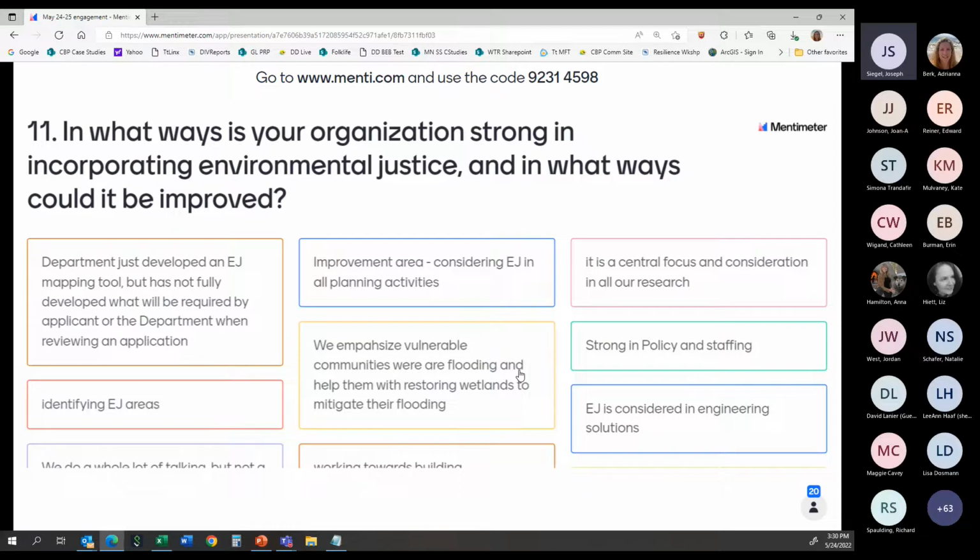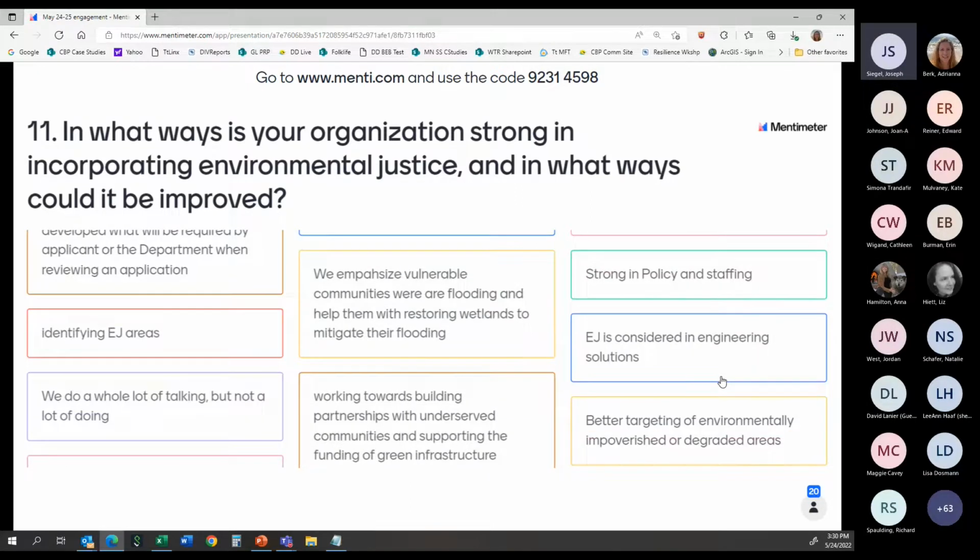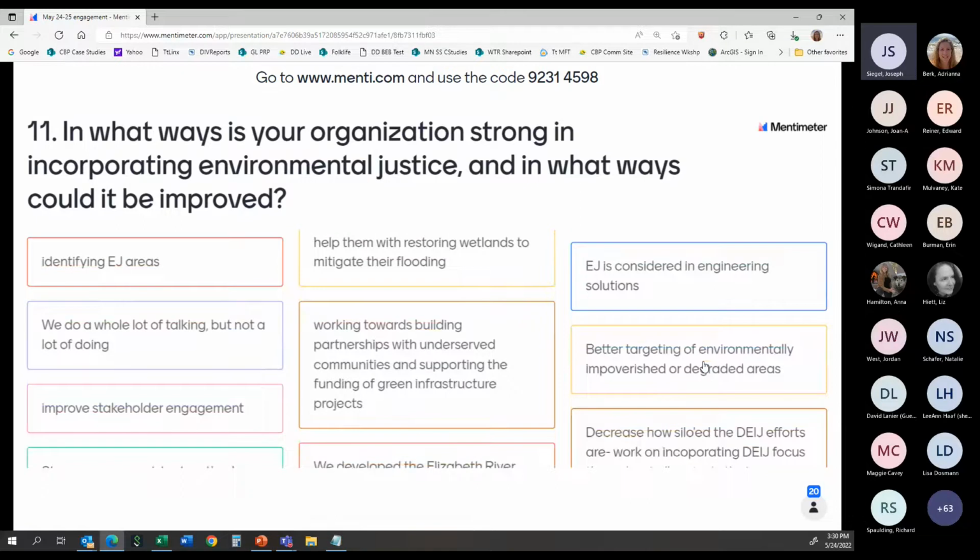We emphasize vulnerable communities where there's flooding, and help them with restoring wetlands to mitigate their flooding. Strong policy and staffing. EJ is considered in our engineering solutions. We do a whole lot of talking, but not a lot of doing. I'm sure that's something that resonates with some people here. And working towards building partnership with underserved communities and supporting the funding of green infrastructure projects. Better targeting of environmentally impoverished or degraded areas.